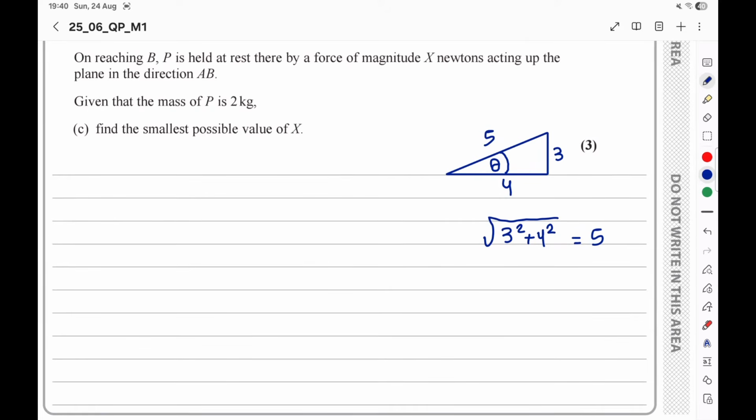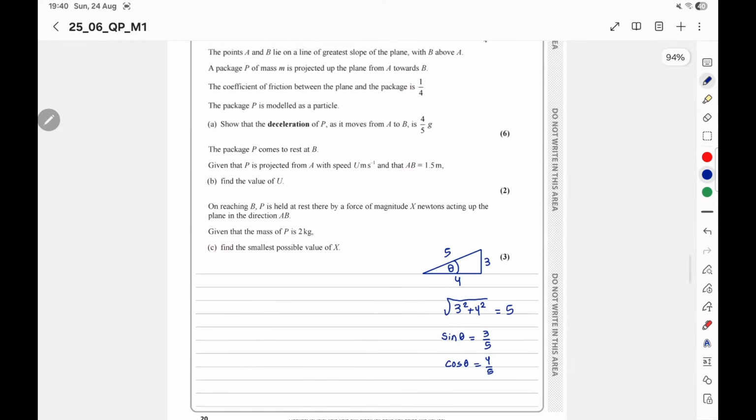Why did I do that? So I can find sine theta and cosine theta. Sine theta will be 3 over 5, opposite over hypotenuse, and cosine theta is 4 over 5, adjacent over hypotenuse.